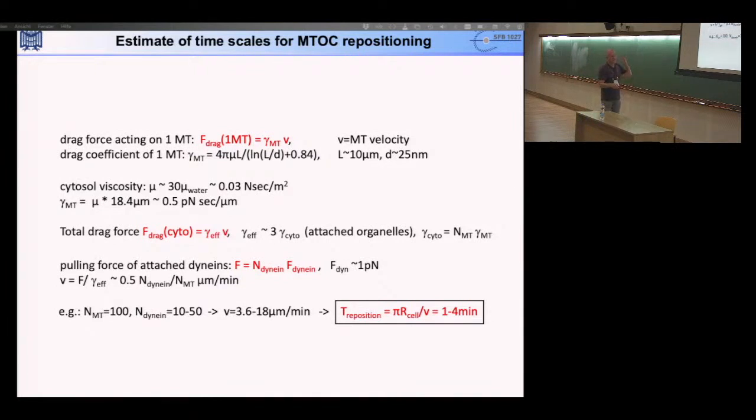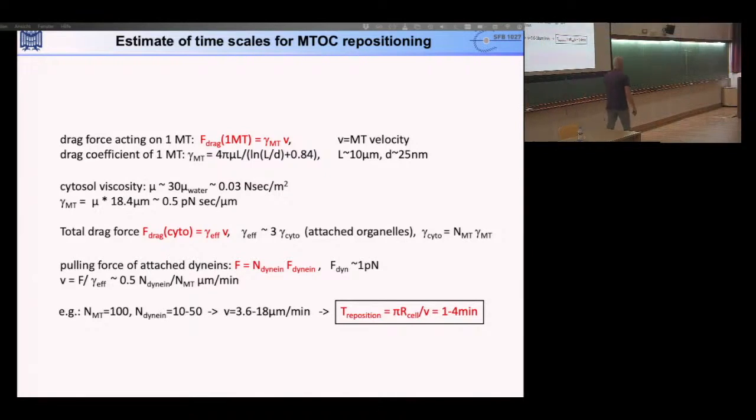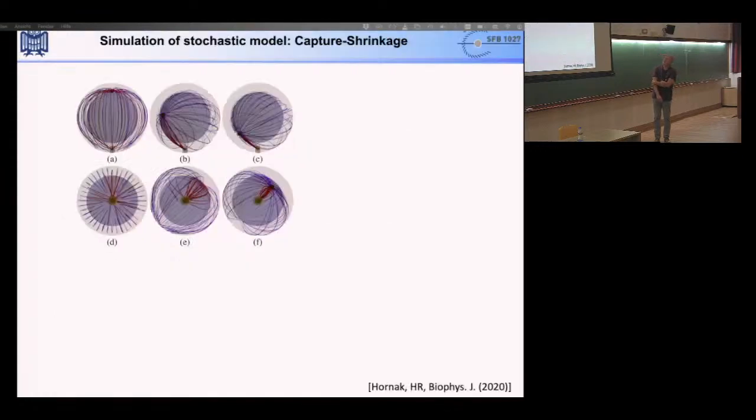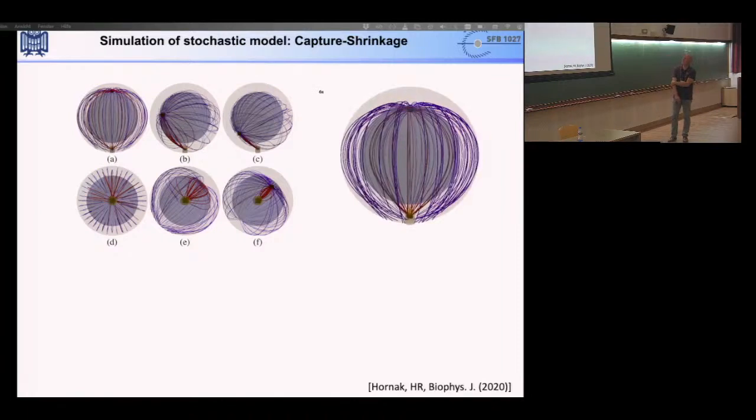The radius of the cell is roughly 5 micrometers, times pi is this 15 from before, so it's 1 to 4 minutes. But of course it varies. Here, for instance, put 6, but here only 30, then you need half that time. So it depends in this way on the numbers. And of course, nobody has ever counted the number of dyneins which are actually attached and so on. So this is how you estimate it.